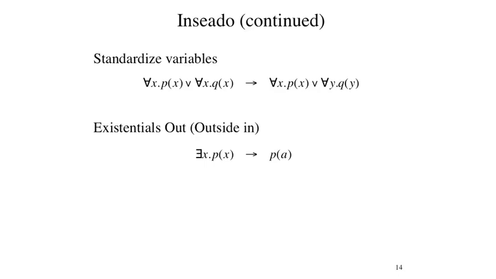The constant used to replace the existential variable in this case is called a Skolem constant. In the example shown here, we have replaced x by the new constant a, on the assumption that a is not already in the original language.